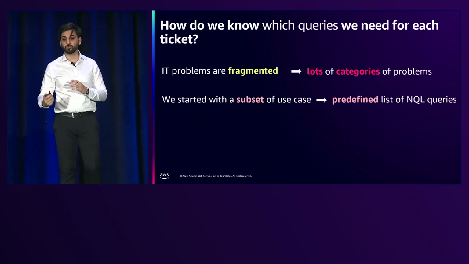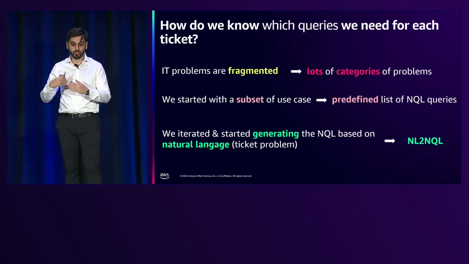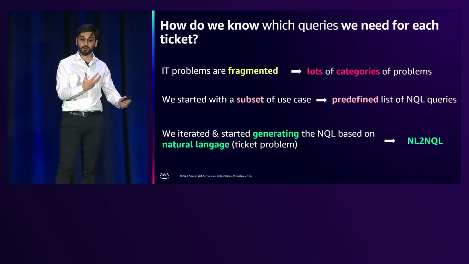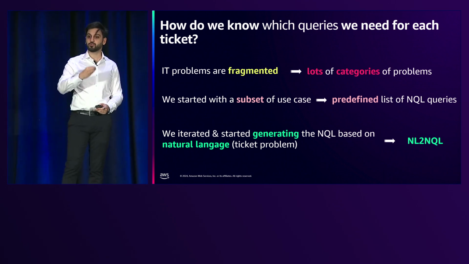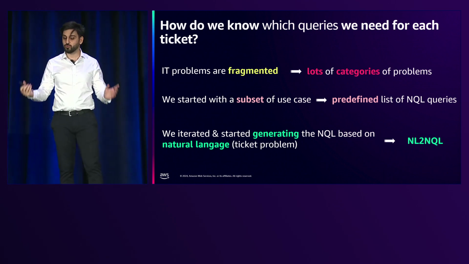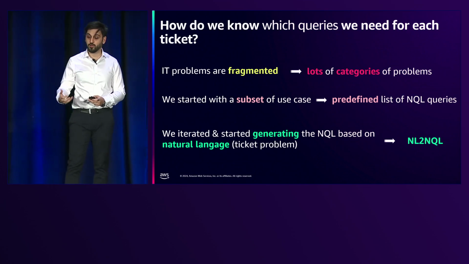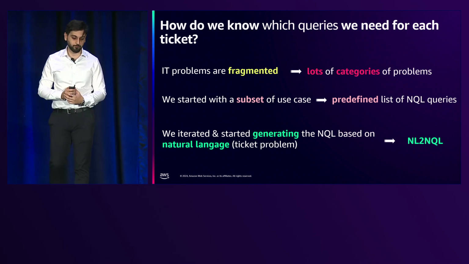Then we wanted the system to be a bit more flexible and to cover more use cases. So we iterated and started to generate this NQL based on the ticket problem. If your problem is with an application or web application, the system will generate a bunch of NQL queries that are related to this category. And we do that using a technology that we've created internally, which we call NL2NQL. It's a technology very similar to the one that Tim has described.